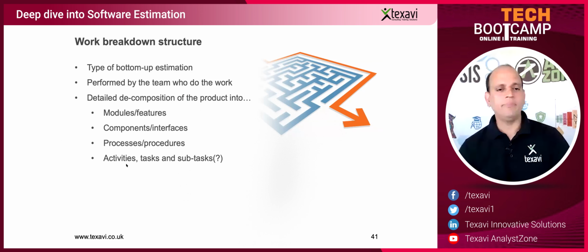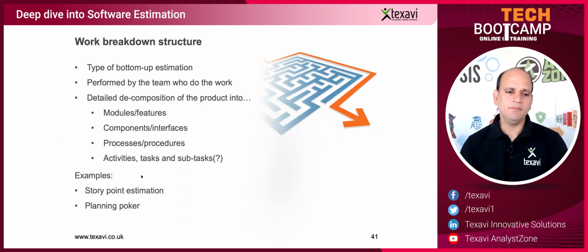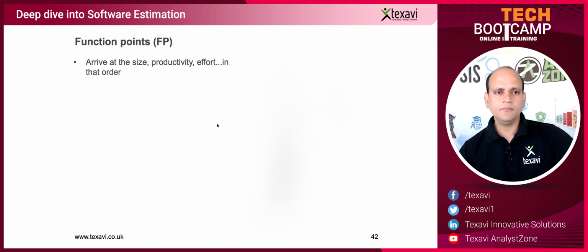And that's where we break it down to activities, tasks. Some examples of work breakdown structures could be the story point estimation and planning poker in the context of agile, as we discussed, very relevant. And we're going to discuss these in detail in the coming slides anyway, so you get a clear idea there. And then function points obviously is another measure that I have been working on before, very popular.